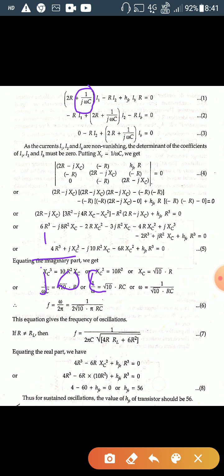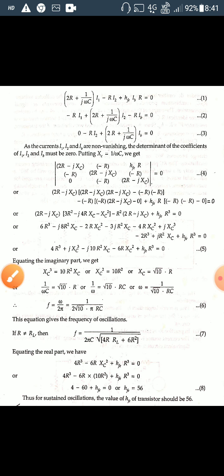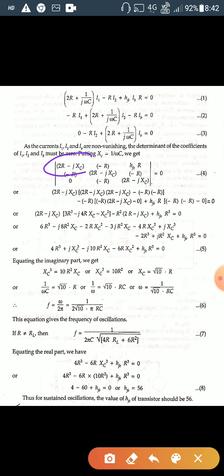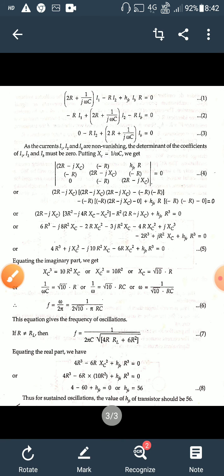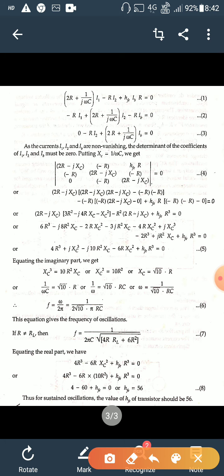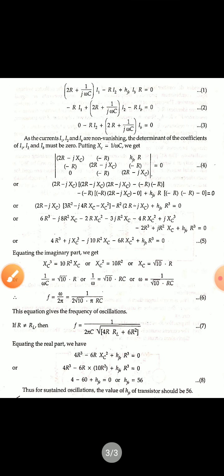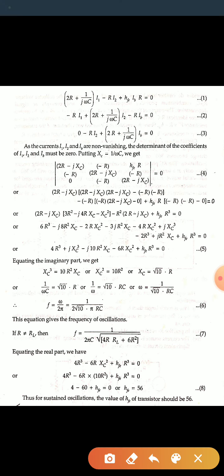Why is this written as such? This can be written in the form of j; if you bring it to the upper side, it becomes minus j, and this section is defined as Xc. So you can write down 2R minus j Xc, and then for I2 the coefficient is minus R, so write down minus R here. Now for IB, the coefficient is given as hfe into R. Look, hfe into R, here this one.